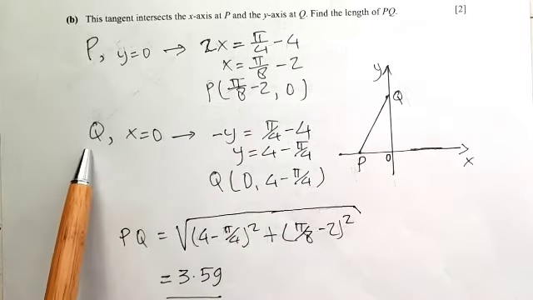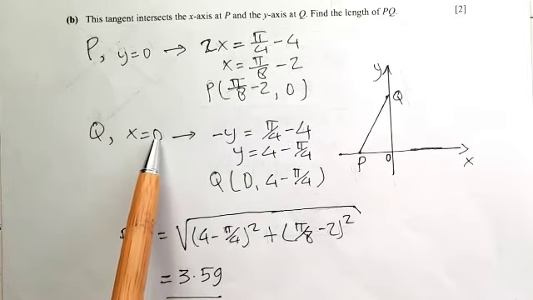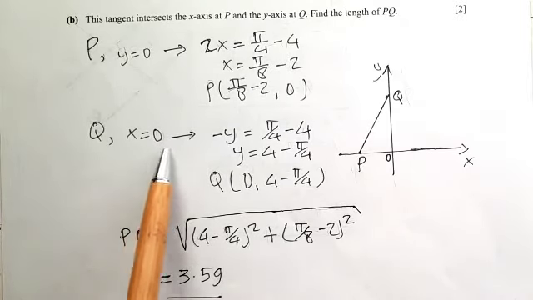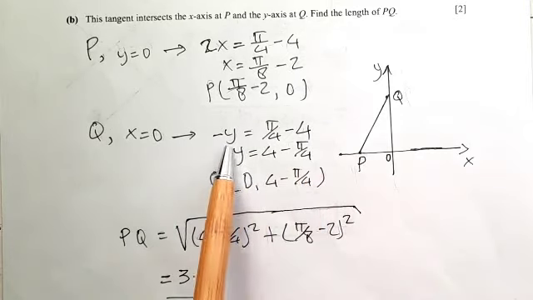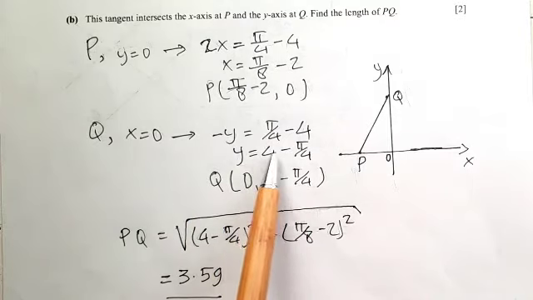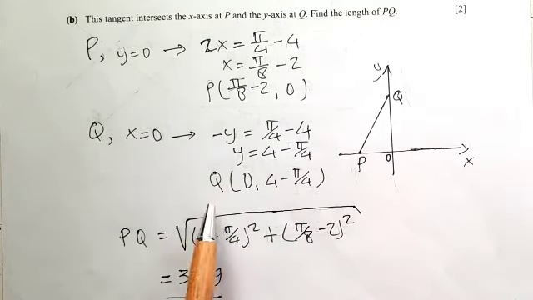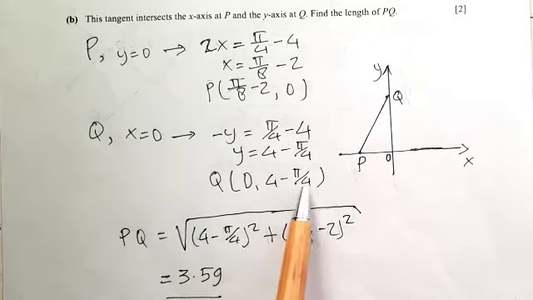And Q, the y-intercept, means x is 0. Thus substitute x equals 0 in the equation of the tangent line. We obtain minus y equals pi over 4 minus 4, and dividing both sides by minus 1, y equals 4 minus pi over 4. Thus the coordinates of point Q are 0, 4 minus pi over 4.